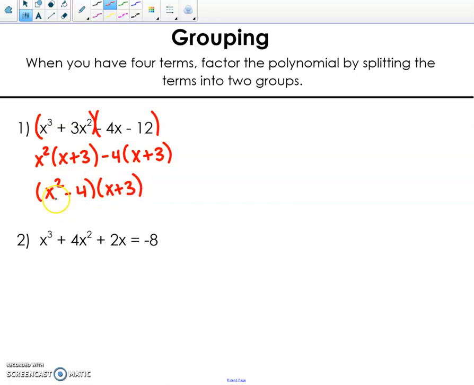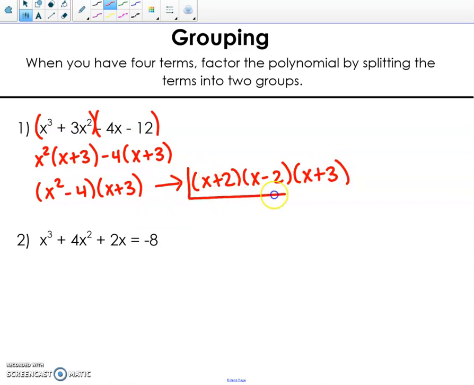Now we have a quadratic, so we want to see if we can factor that quadratic further. X squared minus 4 is a difference of squares because both the x squared and the 4 are perfect squares, and there is a minus sign in the middle. So we take the square root of each, so we get x and 2, and then we write our answers as x plus 2 and x minus 2. And then the x plus 3 just stays as is. We were just factoring it, so we're just going to leave it like that as our answer.